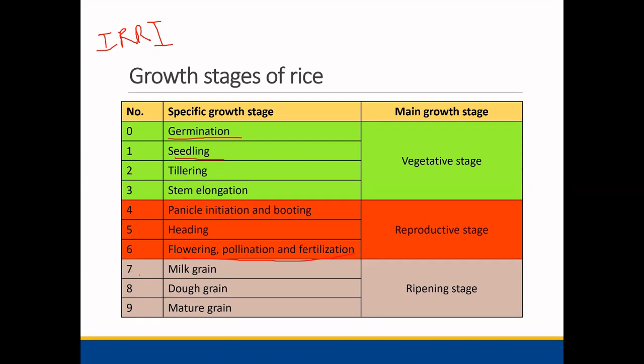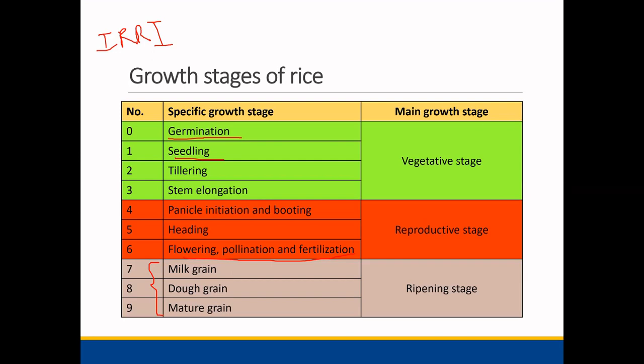And then 7, that's the starting of the ripening stage, where we'll have the milky grain stage, and then dark grain stage, and then mature grain stage. Again, there are three specific growth stages at the latter part of the life cycle of rice. All three come under the ripening stage.